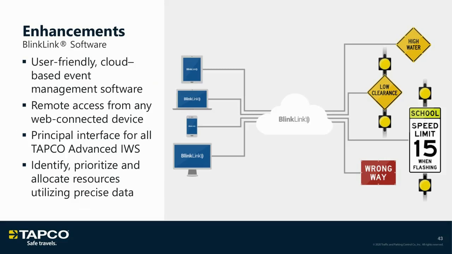And from an enhancement standpoint, BlinkLink software is our over-the-air system. So you can see here on the right, there's a high water system, for instance, an overheight or a low clearance system. You have your school system, and maybe you have a wrong way system. So BlinkLink allows you to pull all of those types of systems into one cloud-based management software. So any traffic engineer, literally from anywhere in the country, would be able to log on to their secure site and see all of their systems.